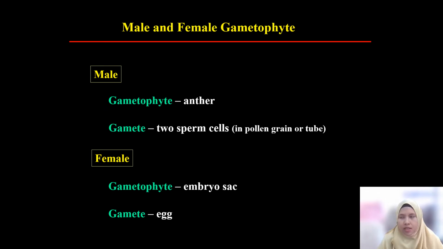So the gametophyte is the sexual phase, and the gamete is the reproductive cell. As we can see, for the male, the reproductive cell is the sperm cell. For the female, the reproductive cell is the egg. So it's kind of similar to humans as well, but it's not the same.